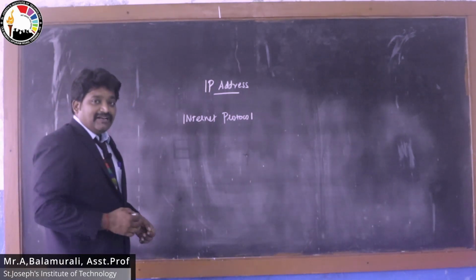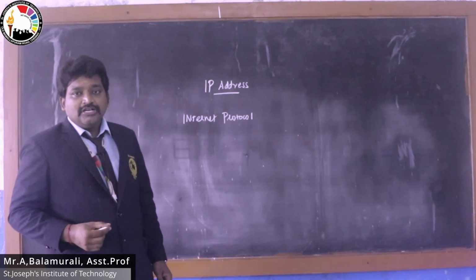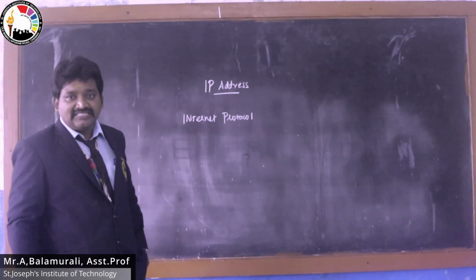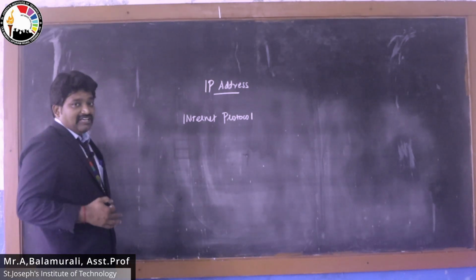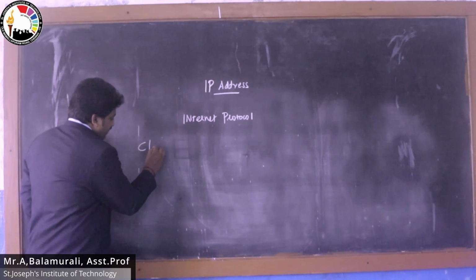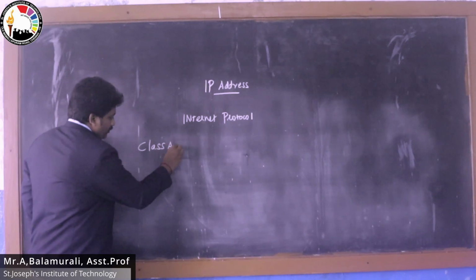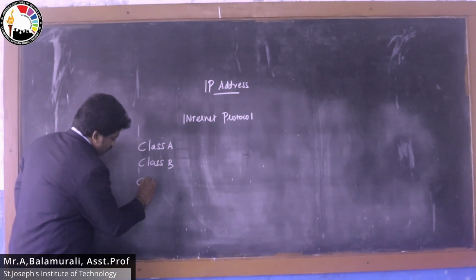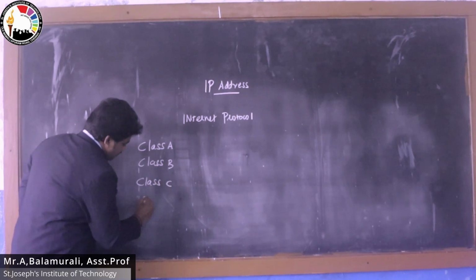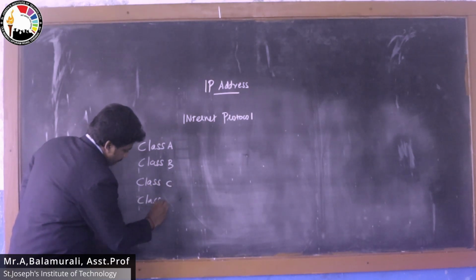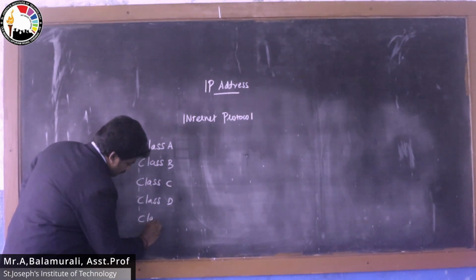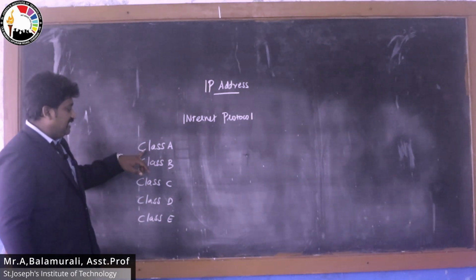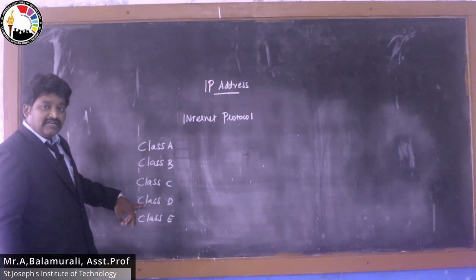Now I will explain the types of IP address. In total there are 5 classes: class A, class B, class C, class D and class E.